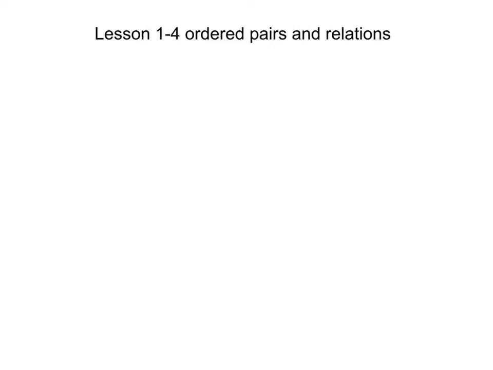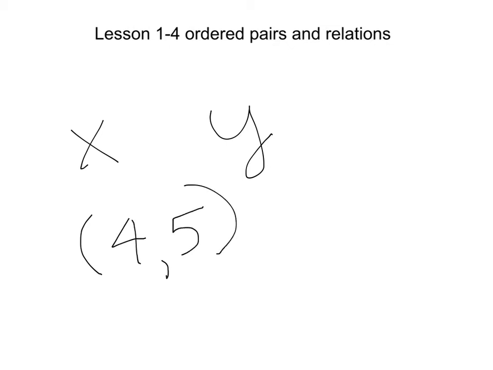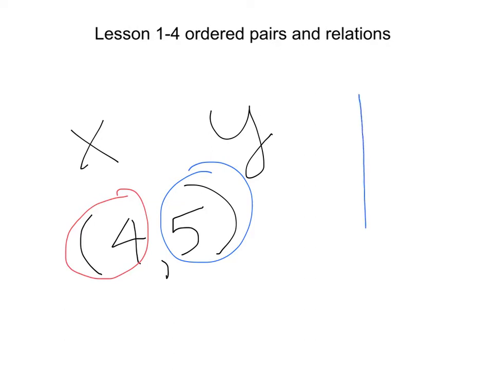Lesson 1-4, Ordered Pairs and Relations. When we are looking at a set of ordered pairs, we always need to look for an x and a y axis. So when we're looking at a set of actual numbers, if we have, for example, 4, 5, our 4 is our x and our 5 is our y. When we're drawing an actual graph, we have to make sure that we always draw out the x and the y. The x is always the horizontal line and the y is always vertical.